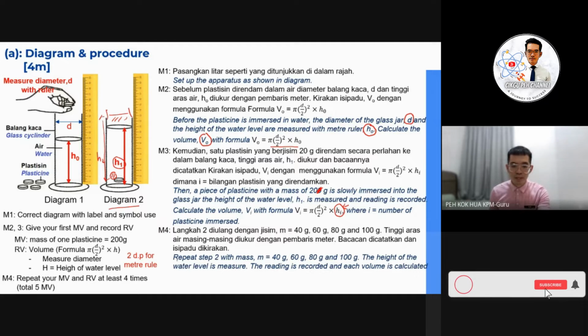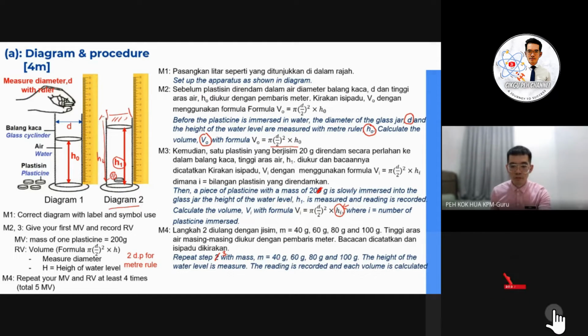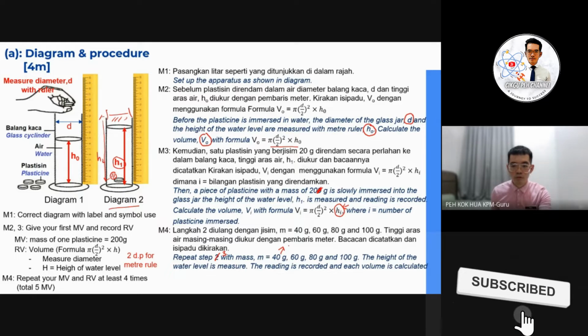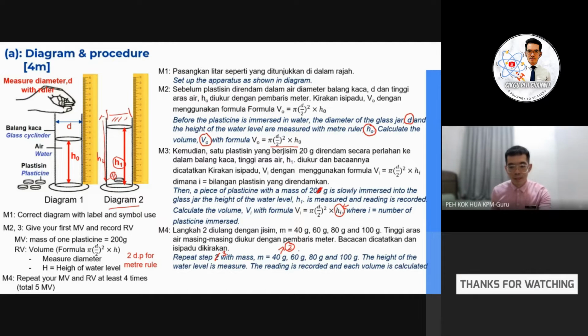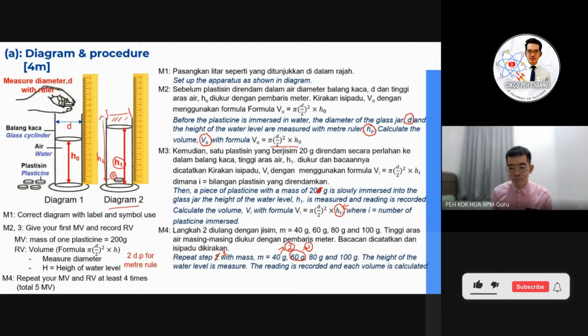You can just write repeat the step 2 here. Actually it's repeat the step 3. So you can repeat the step 3 with the mass of 40 gram. The 40 gram of plasticine refers to two pieces of plasticine you have to immerse in the water, and then the 60 gram refers to 3 pieces of plasticine, and 80 gram and also 100 gram. And then for each height of the water level rise, you have to measure and record. And then you have to calculate the volume with the formula mentioned in step 3 here.